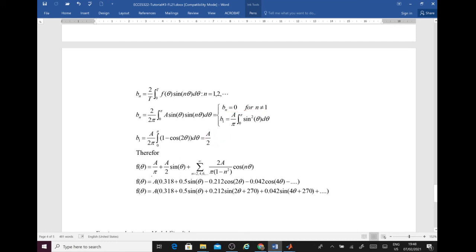Then the function can be written as the DC component plus the bn part plus the an part for the cosine. So that will be the harmonics. That will be the Fourier analysis or the Fourier series. We can do the same thing in MATLAB. So let us say that if A is replaced by 1, so if we take this kind of signal, and this one will be 1, then the DC component is supposed to be 0.318. Let us do this one also in MATLAB.